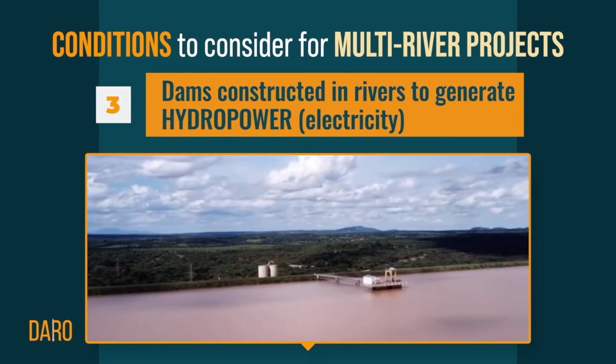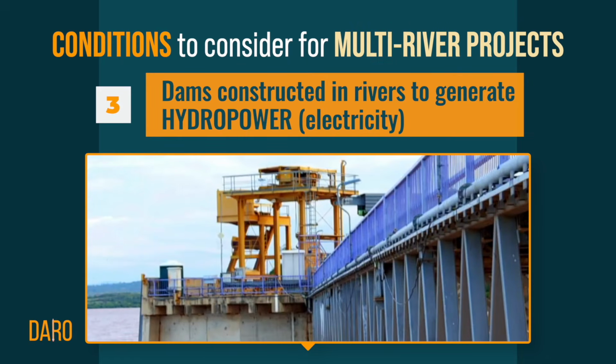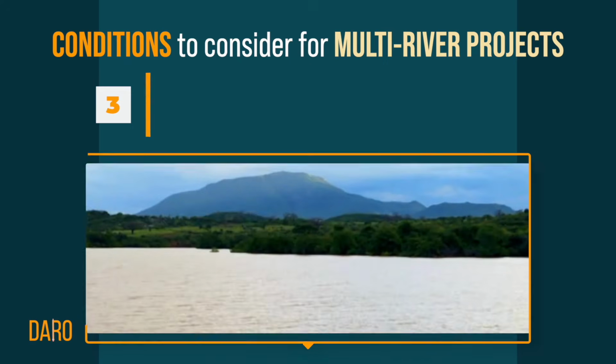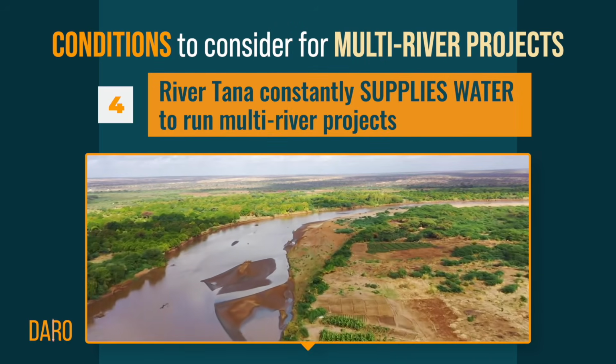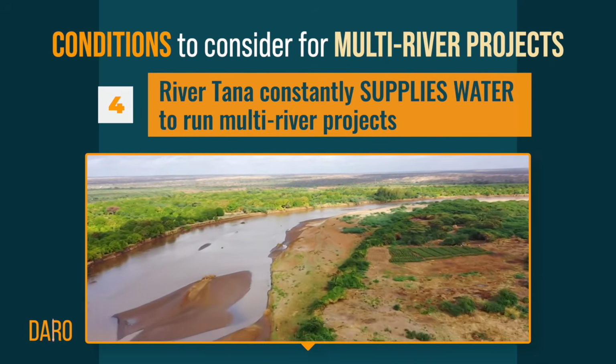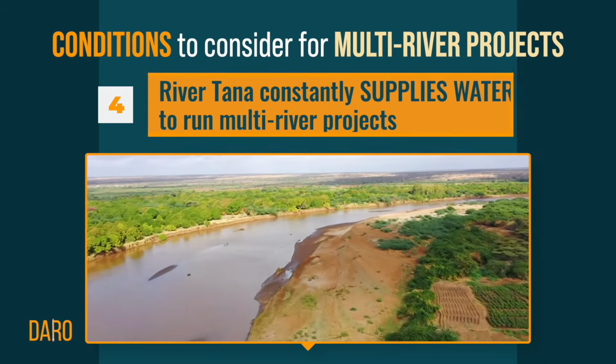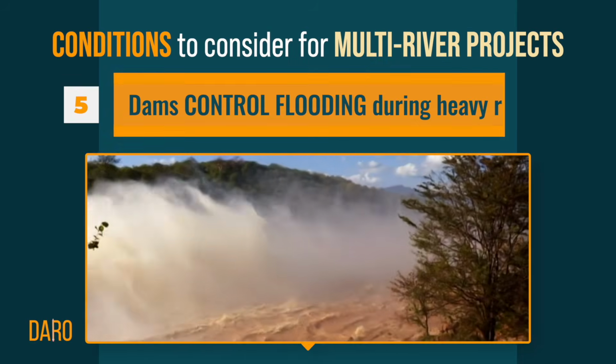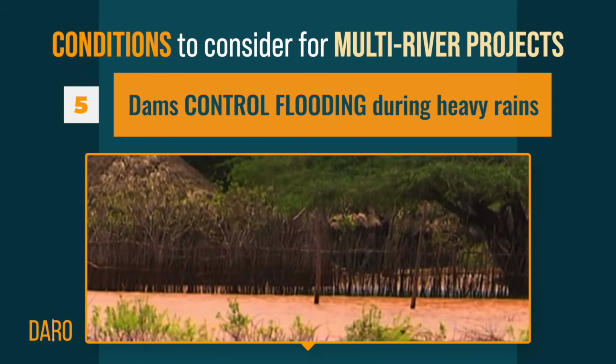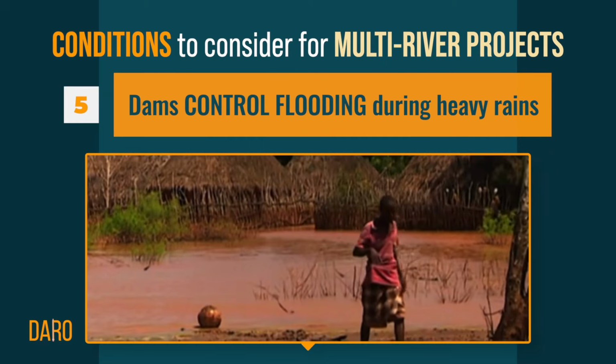Masinga Dam is one of the largest sources of hydroelectric power in Kenya. Another reason is that River Tana is big enough to constantly supply water to run these river projects. Finally, dams help to control flooding when there are heavy rains pouring down.